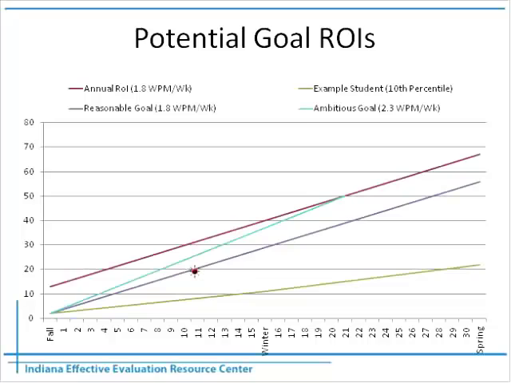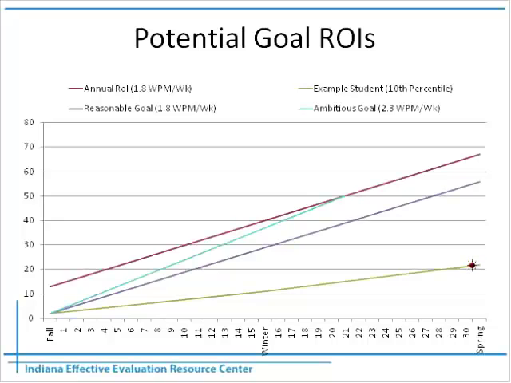The purple line here indicates a reasonable goal, which would just maintain the gap between the normative rate of improvement, the red line, and the student's performance. So on the purple line, then you would see that the student would gain 1.8 words per minute per week, just like the normative peers. And then at the end of the school year, you can see that here at the end, the gap is just the same as it was at the beginning, but much, much smaller than it would have been if the student had not made progress.